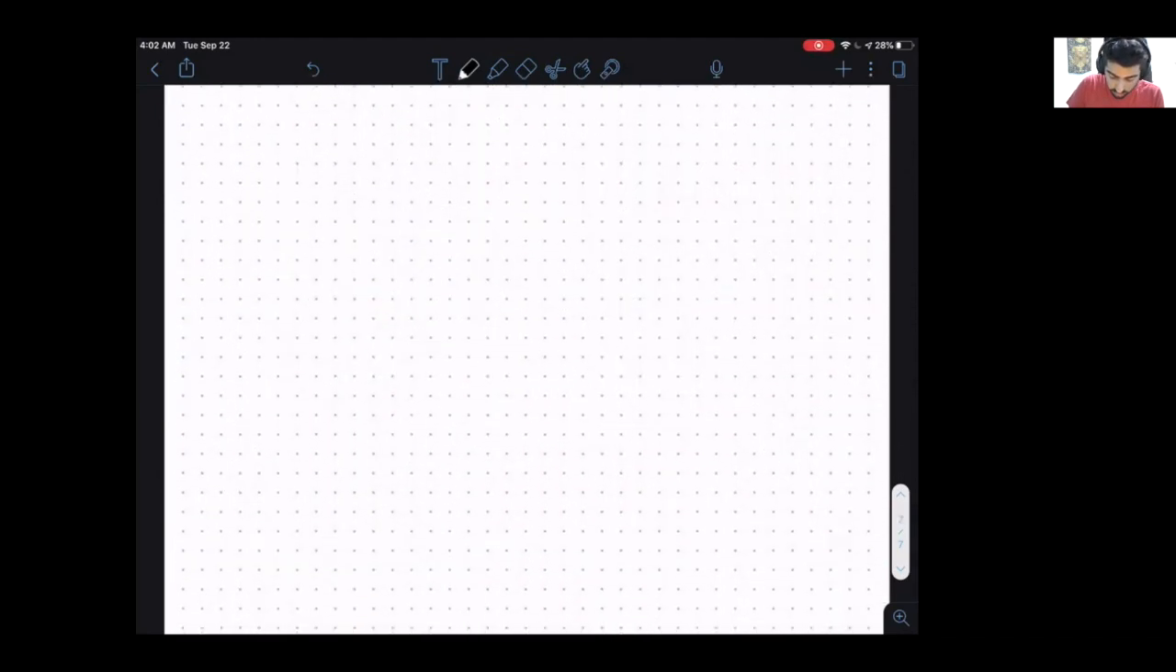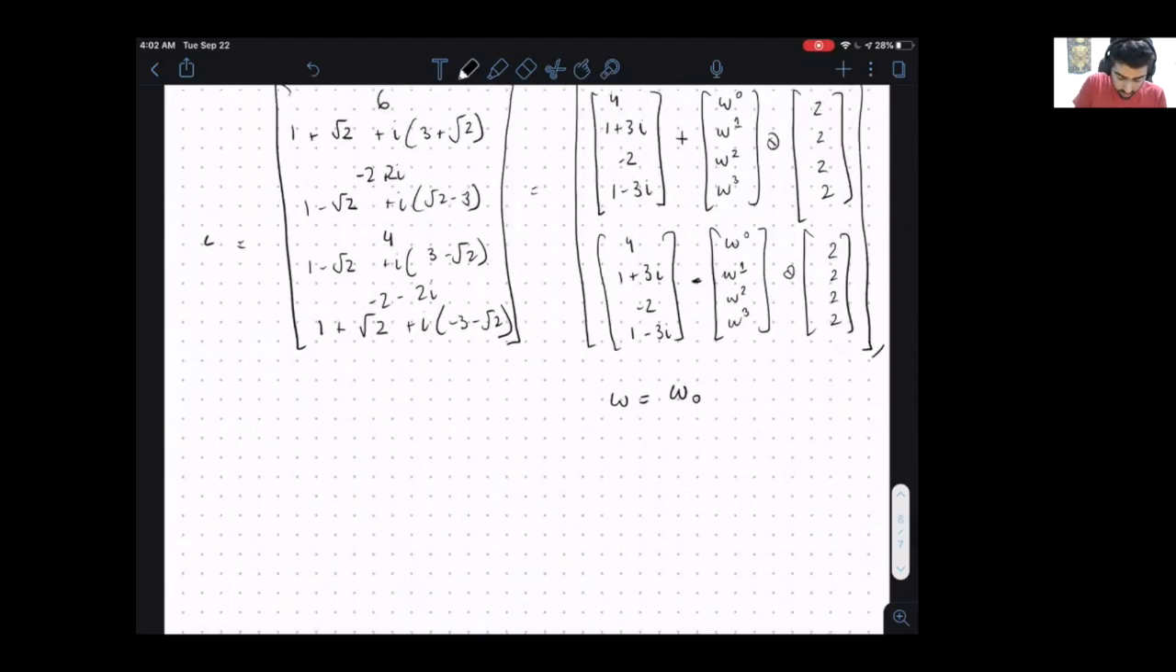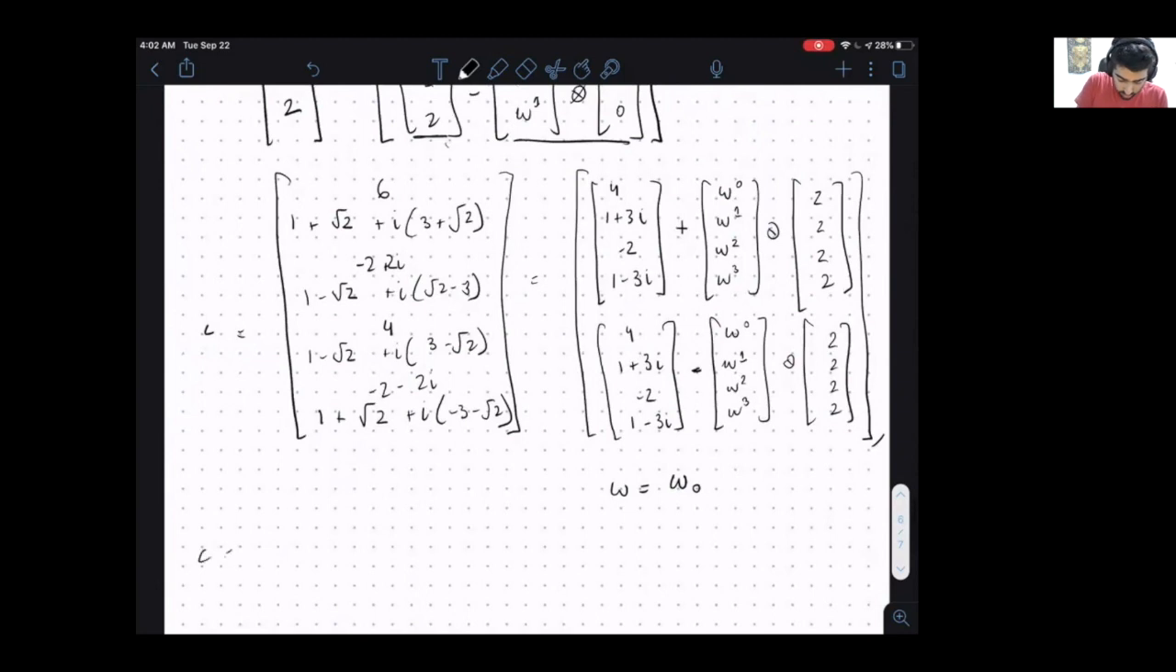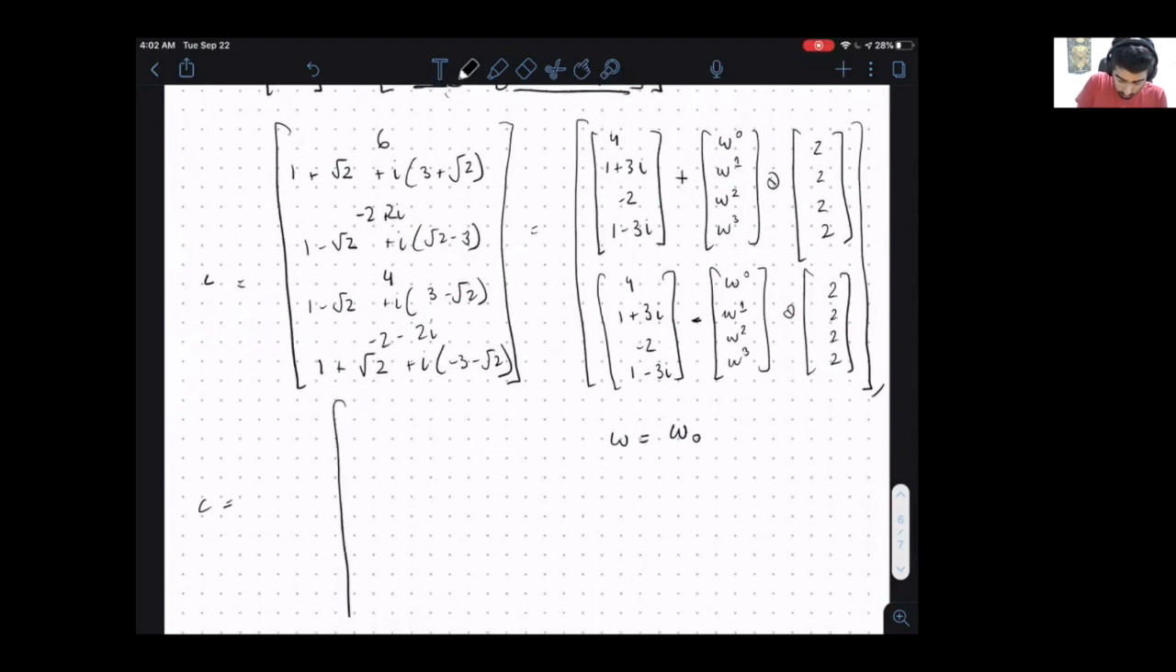So C, which is the result of the FFT, is equal to P of 1, P of omega naught to the 1, and so on, all the way to P of omega naught to the n minus 1. Okay, so that's one of the FFTs done.